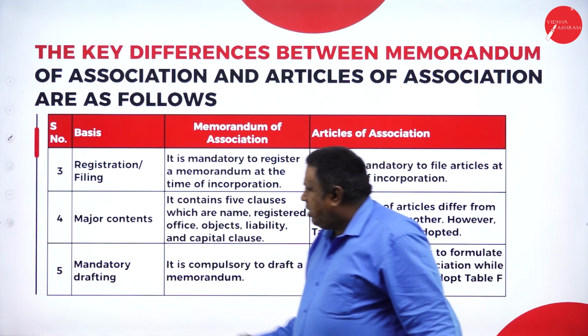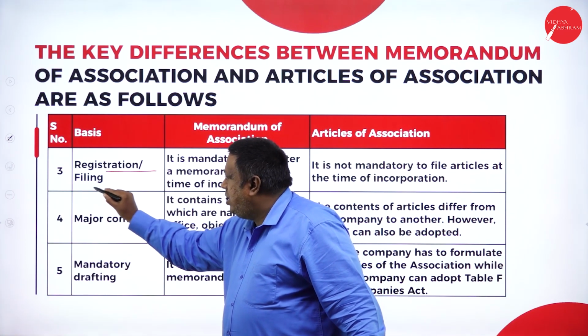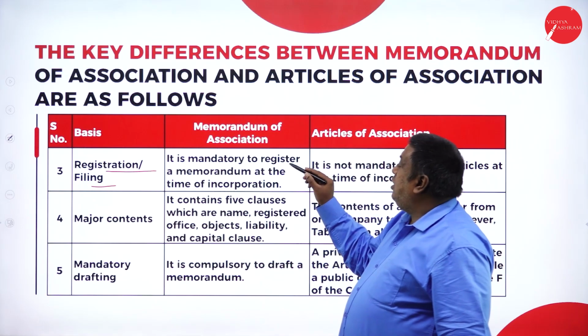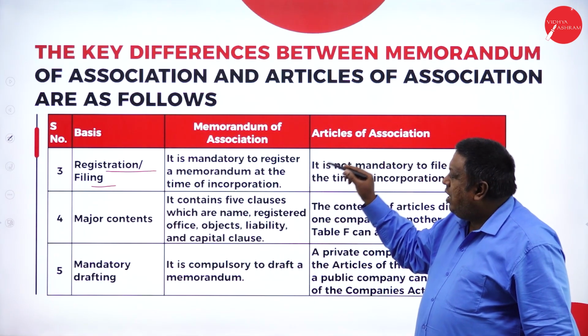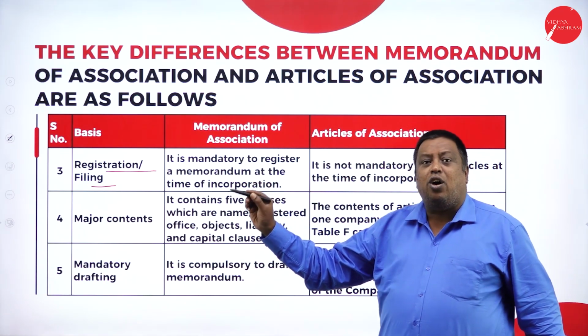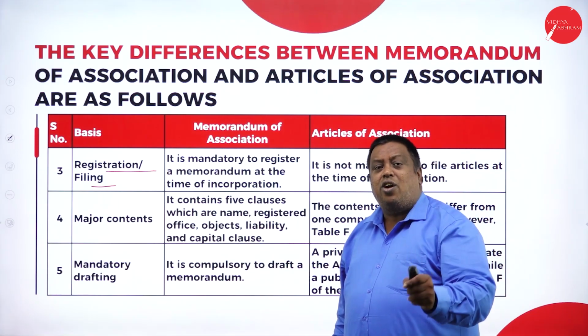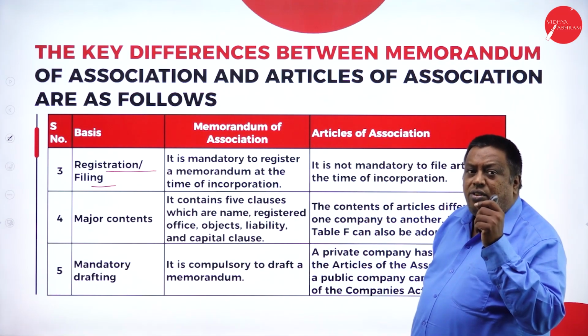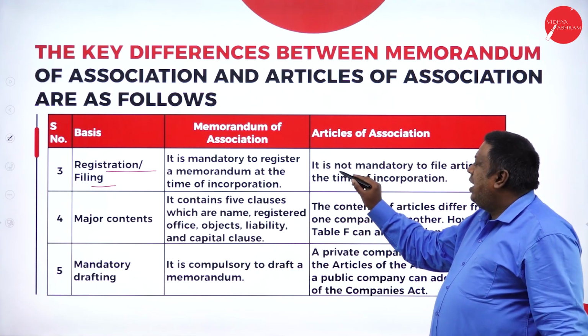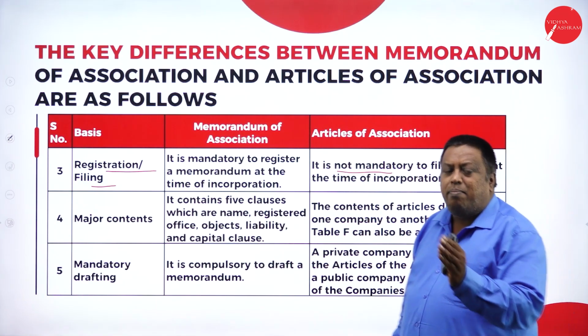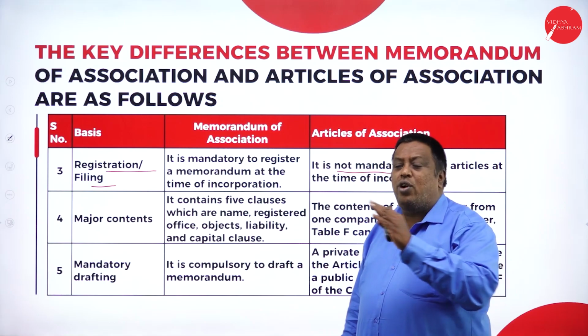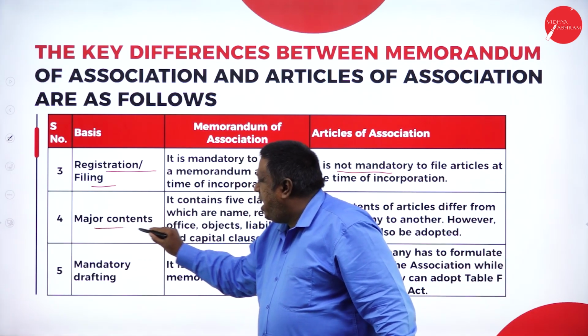The next, third difference is registration and filing. It is mandatory to register MOA at the time of incorporation. At the time of incorporation, every company has to register its MOA, but it is not mandatory for the company to register AOA. The next one is the major contents.